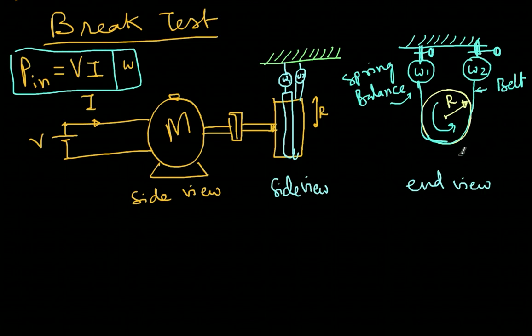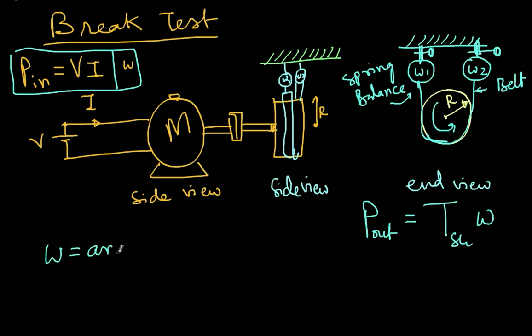Now, what is the mechanical output? So we know that mechanical output power, P out, is nothing but torque at the shaft multiplied by omega. Omega is the angular velocity of the rotor. Now, what is the angular velocity? Omega is the angular velocity of whatever this rotating part of the machine, say the pulley.